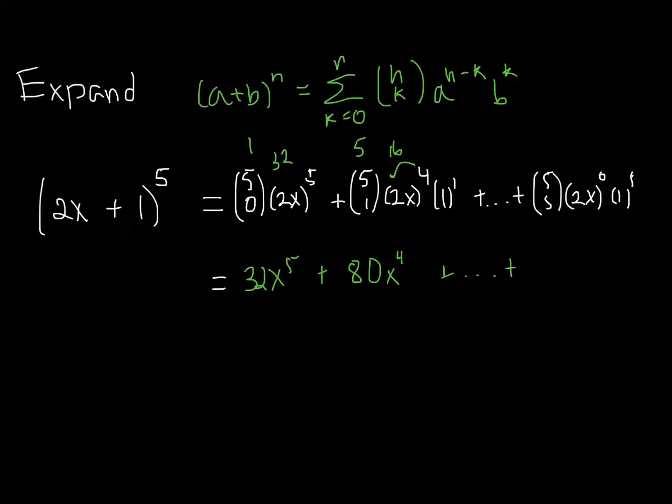And the last one, 5 choose 5, is 1. (2x) to the 0 is also 1. 1 to the 5th is 1. So plus 1. And that would be my final answer.